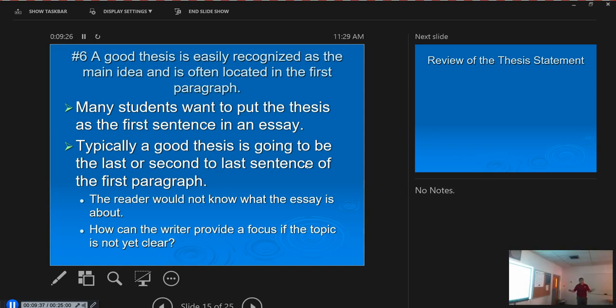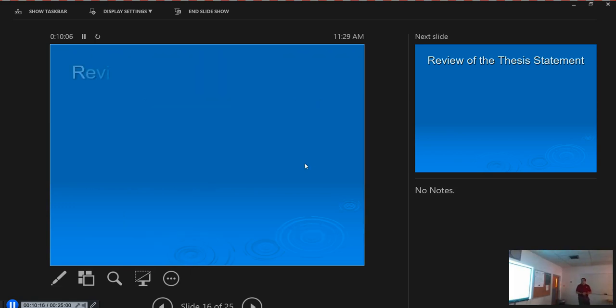Otherwise, the reader would not know what the essay is about. Remember that the thesis is providing focus for the essay. If you don't really know what the essay is about, how can you provide a focus? Think of an introduction as like a funnel. You start kind of broad, and then you tell the reader about your essay, and you narrow it down to the little spigot, which is your thesis. Okay? So start a little more broad, narrow things down until it culminates in your thesis statement. Questions on that before I move on? Okay.